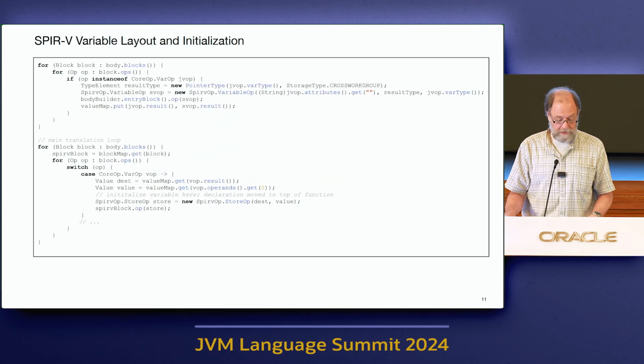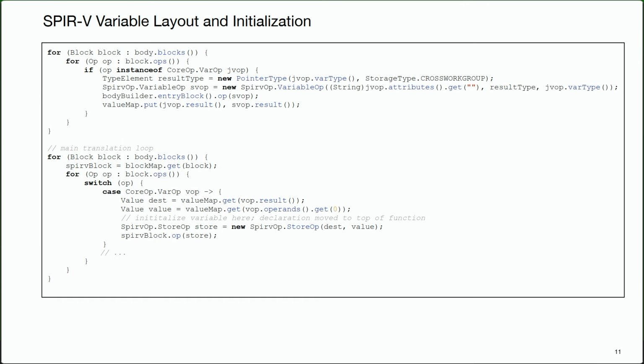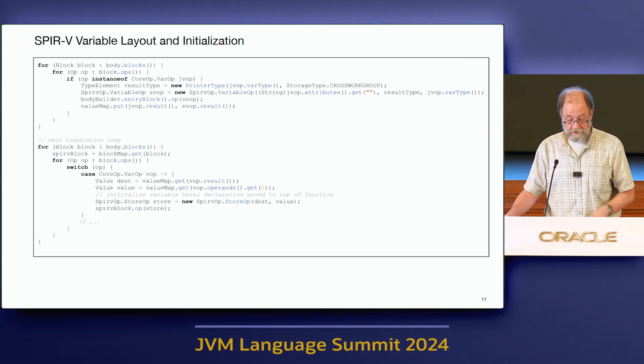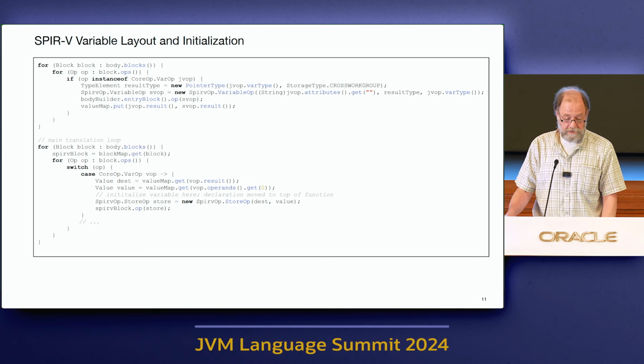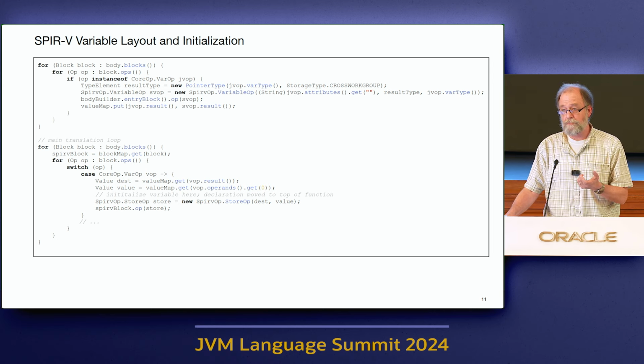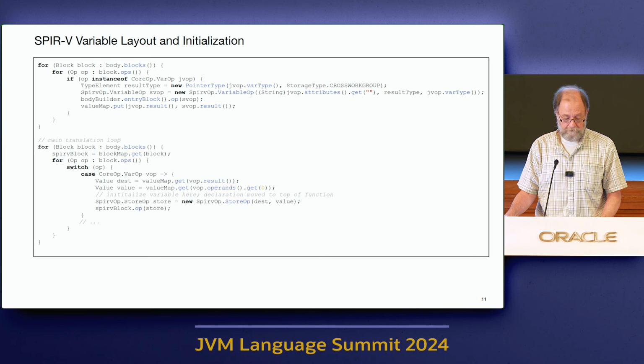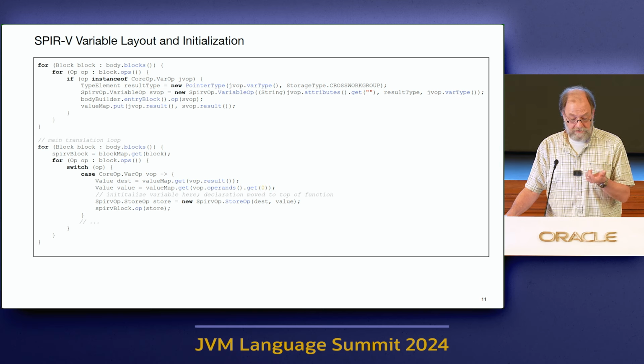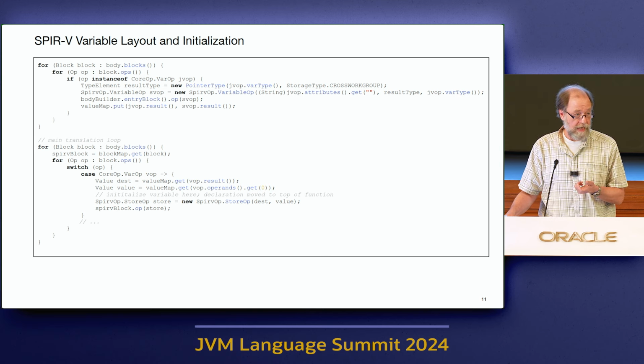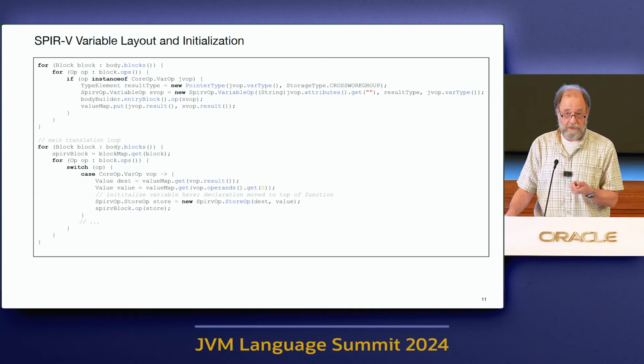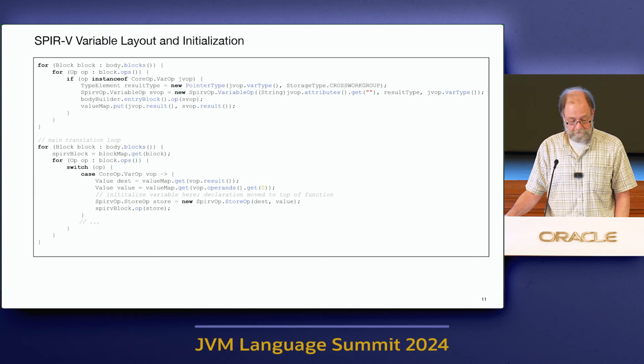So this is the code that does that. The first set of loops there just iterates through all the blocks and all the ops in them. And when it comes across a core op, var op, it'll create a SPIR-V variable op with a pointer type as part of its declaration. And then it will add it to the entry block of the output function we're creating. Since we created a new op, we need to add to the bookkeeping the mapping of the input op result to the output op result.